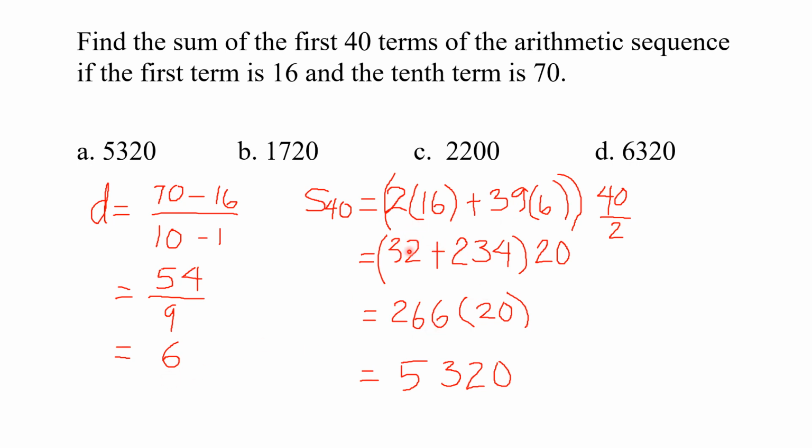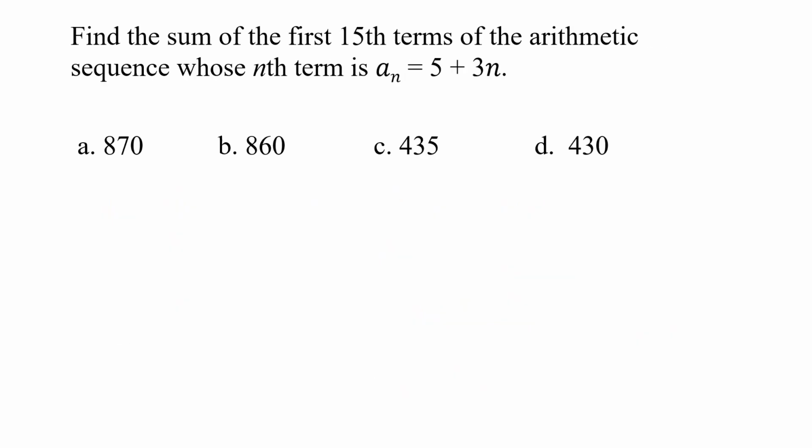Simplifying, 2 times 16 is 32, and 39 times 6 is 234. Then 40 divided by 2 is 20. We add these, that is 266, multiplied by 20. So the sum of the first 40 terms in this given problem, therefore, is 5,320. Yes, that is the correct answer.